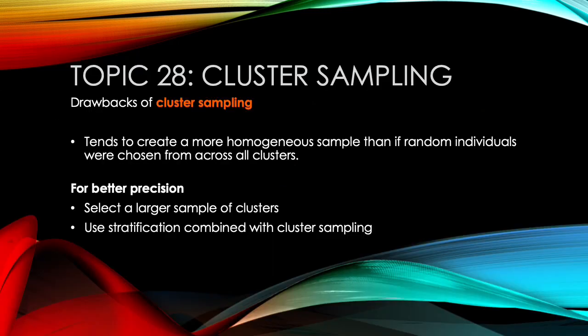Cluster sampling does have some drawbacks. Each cluster tends to be more homogeneous in a variety of ways than the population as a whole. To avoid this problem, the researcher should draw a large number of clusters to help increase precision, and they could also use stratification combined with cluster sampling.